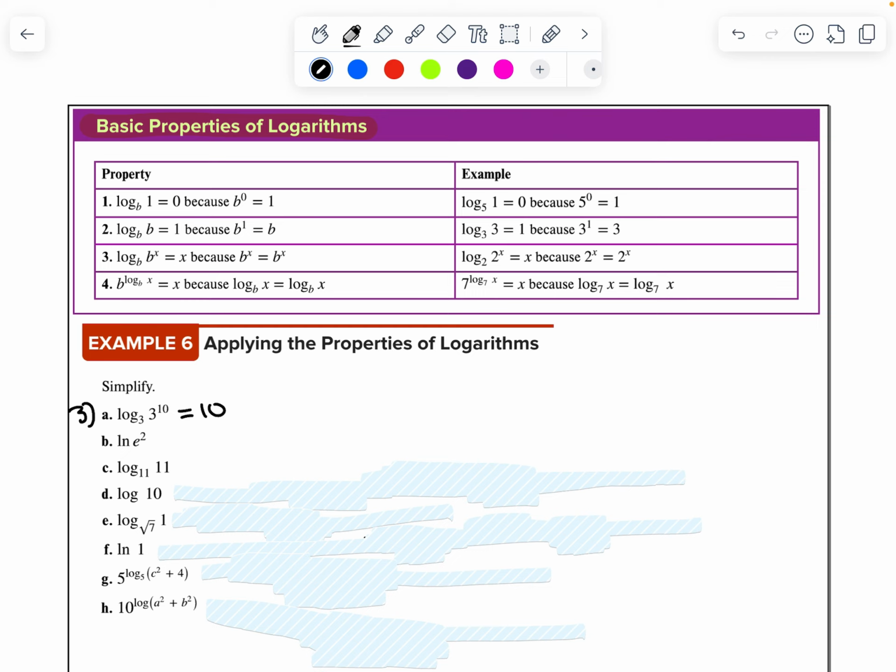B also matches property 3, even though it doesn't look exactly like it, because that's the same thing as log base e of e to the 2, right? ln is the same thing as log base e. It's an understood base e. That means our answer must be 2.